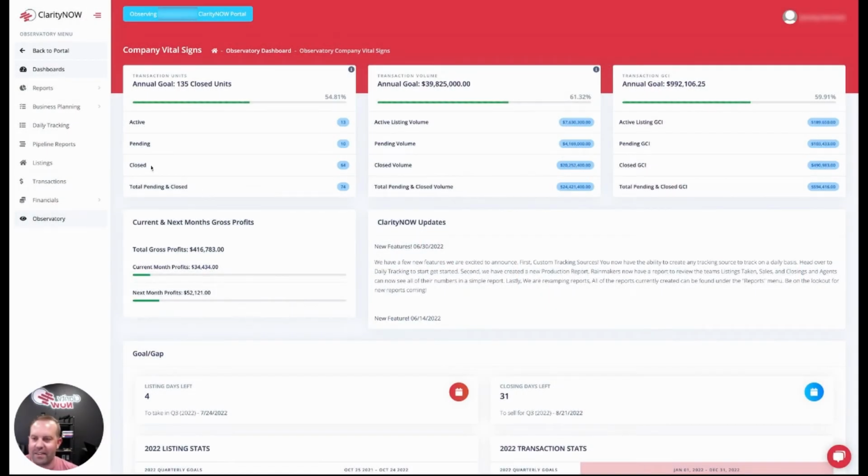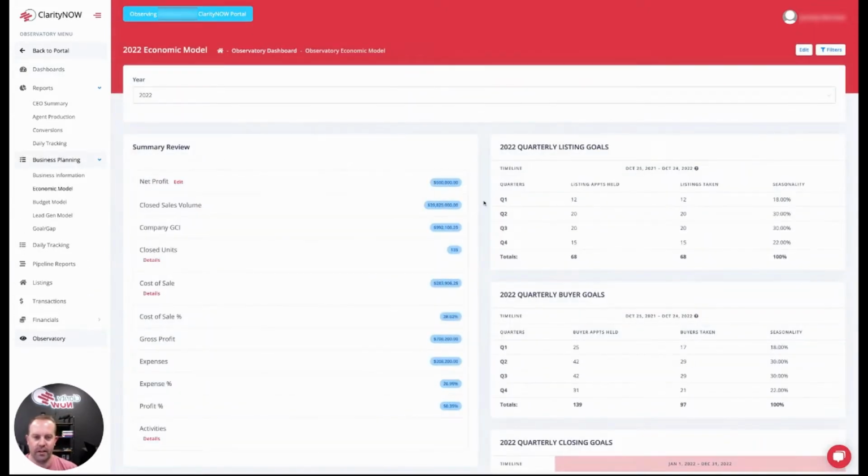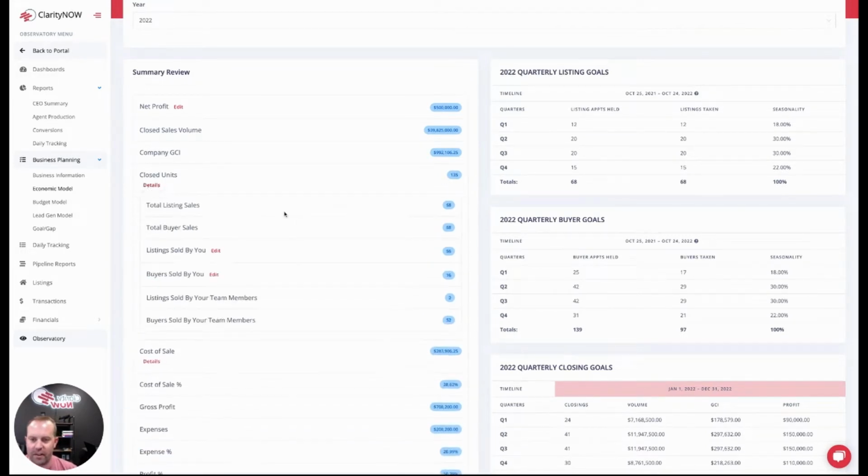Dive in. Let's see how this CoachingNOW client is doing in their business. So the first thing I always want to look at when looking at an account is going into the economic model. What is the goal? Let's start there. So for this client, they want $500,000. That's 135 units based on the economic model in CoachingNOW.